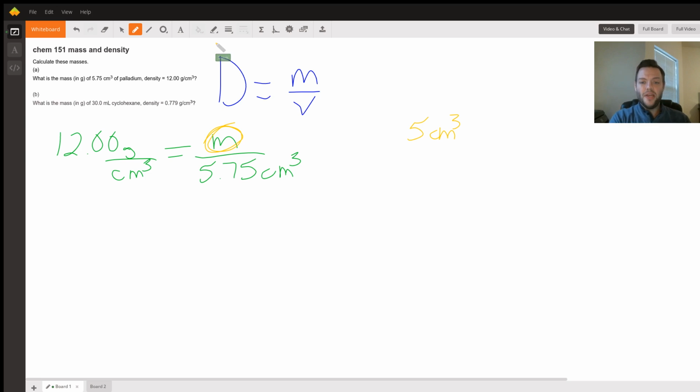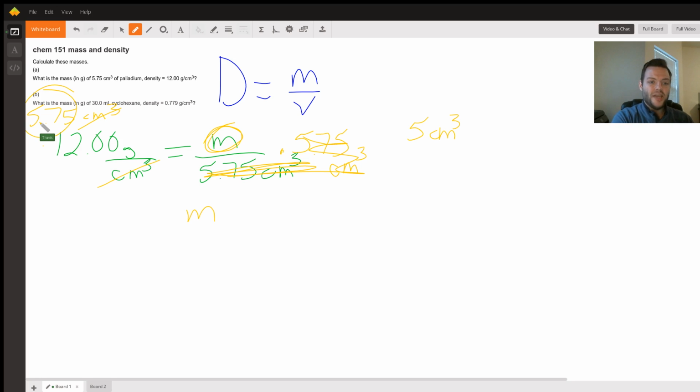In order to do that, we need to get rid of 5.75 centimeters cubed. Since this is a divided quantity, in order to get rid of it, we would multiply both sides by 5.75 centimeters cubed. That completely gets rid of it on the right-hand side, leaving us with mass. But looking at the left-hand side, since centimeters cubed is on top and centimeters cubed is on bottom, those two units are going to cancel, leaving us with 5.75 times 12.00.